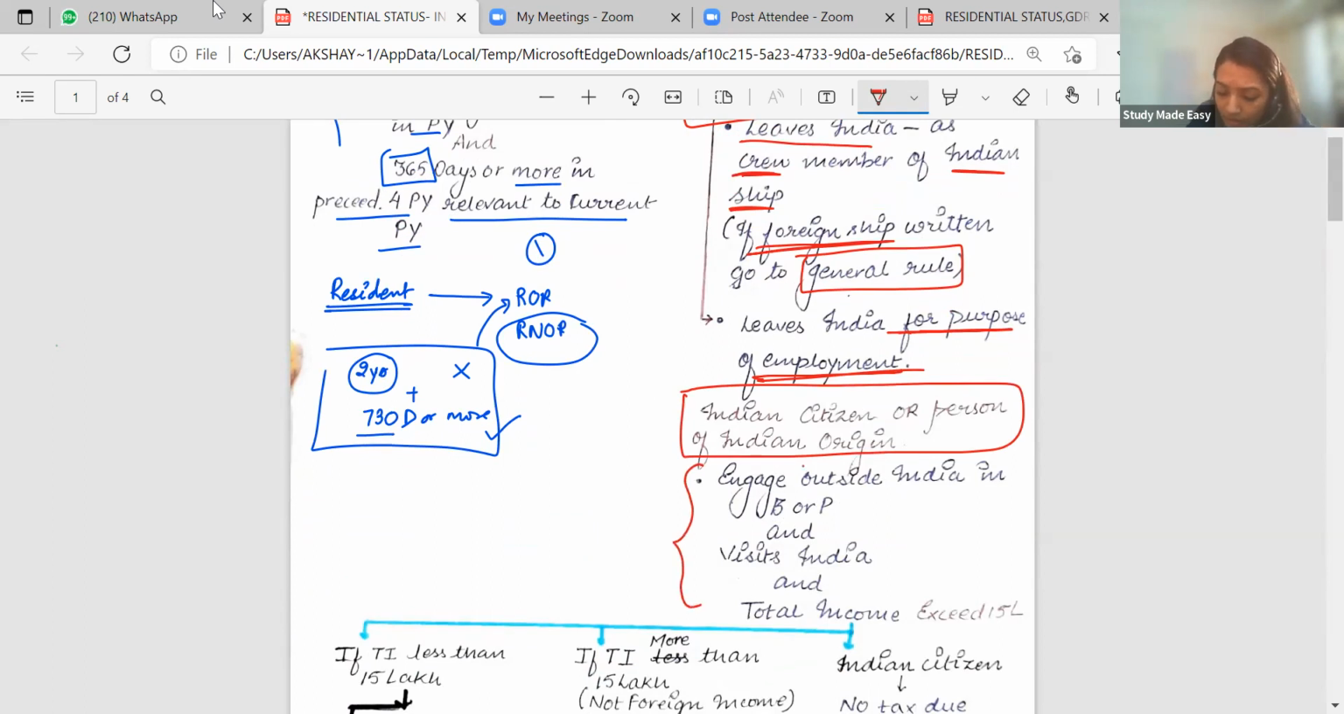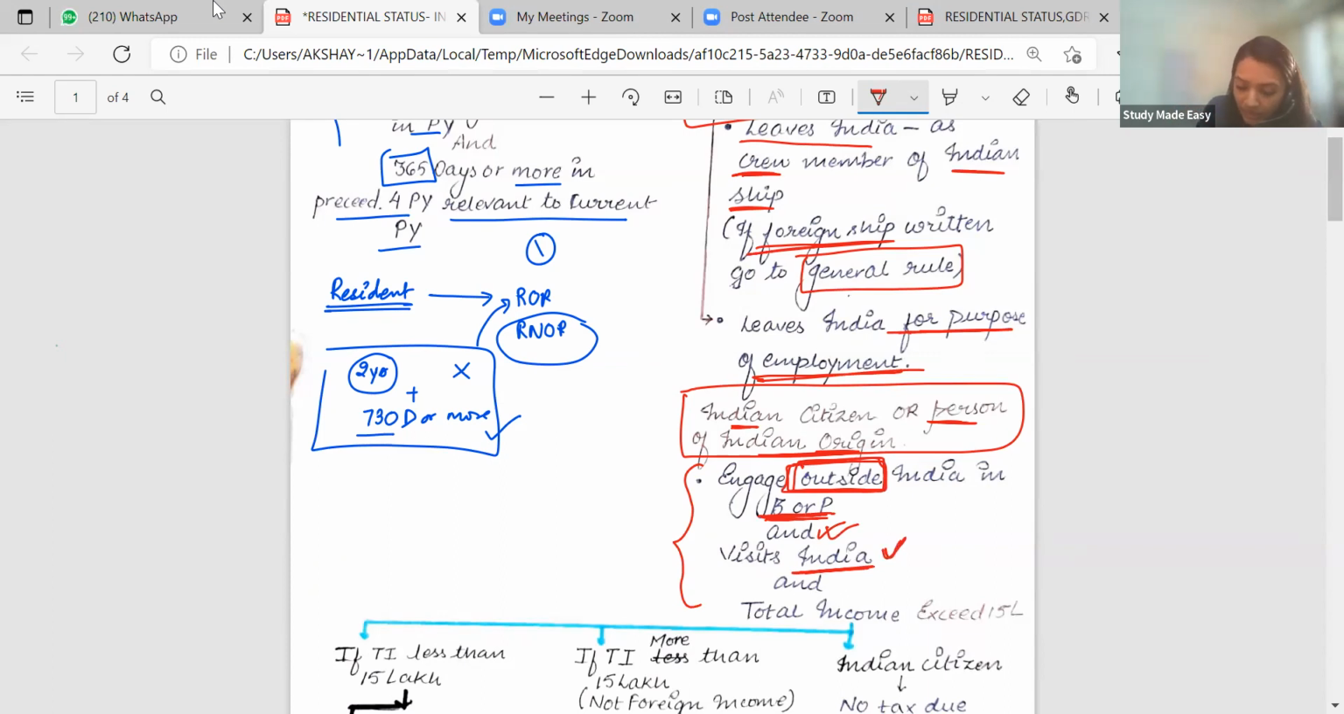First of all, the Indian citizen or person of Indian origin stays outside India. For what? He is staying outside India for either business or profession, and he visits India. So first of all, he should stay outside India for the purpose of business or for the purpose of profession, and he is visiting India.